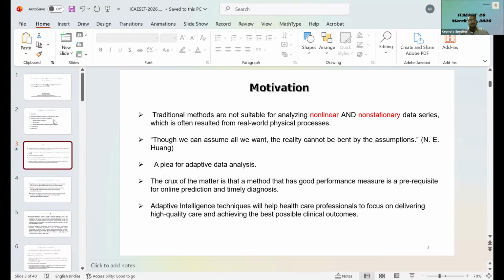So for adaptive data analysis, we are using adaptive intelligent techniques. The crux of the matter is that methods that have good performance measures for online prediction and timely diagnosis are considered best for biomedical cases.